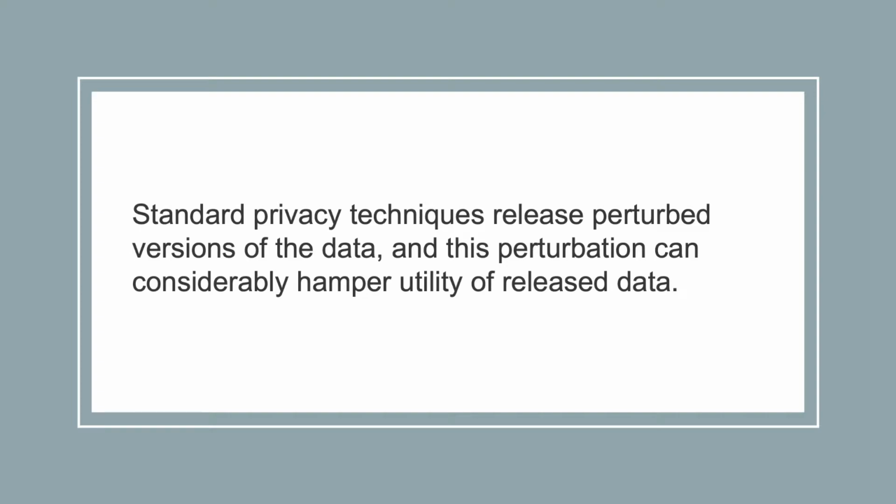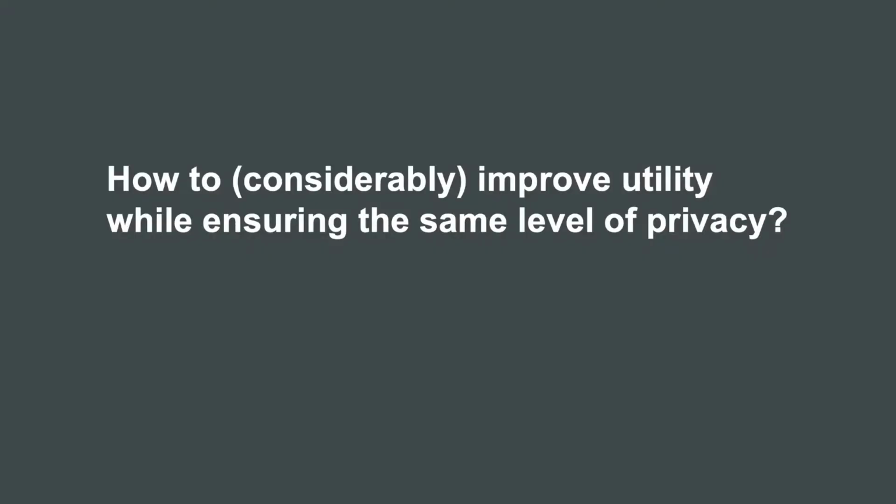There have been many techniques in releasing perturbed data. However, this perturbation can considerably hamper the utility of the released data. So our question is, how can we considerably improve utility while ensuring the same level of privacy?